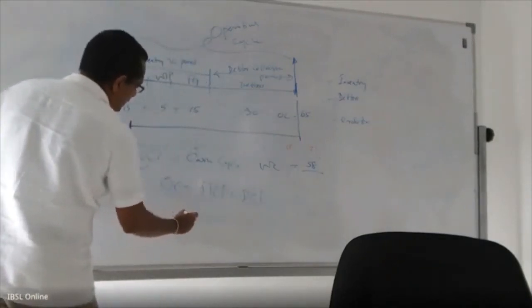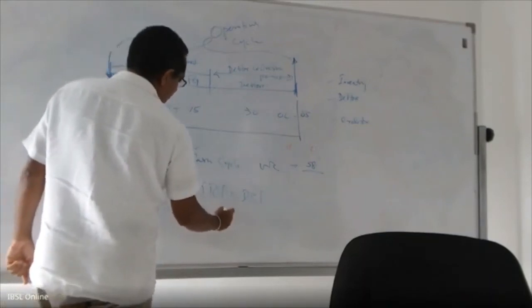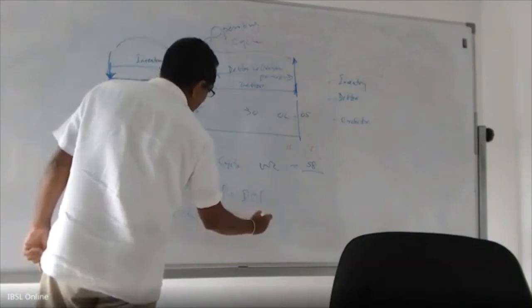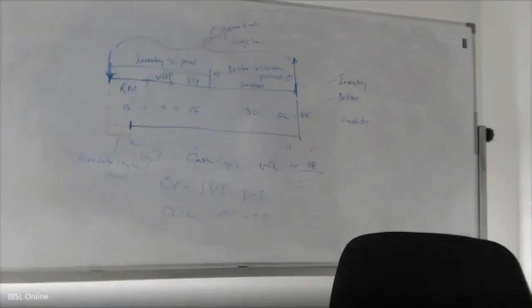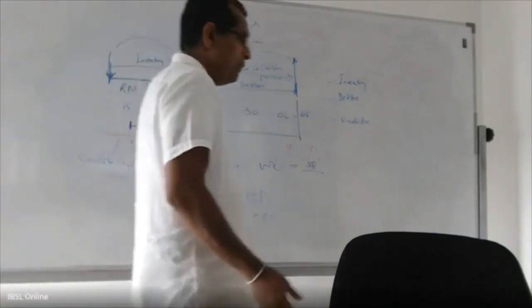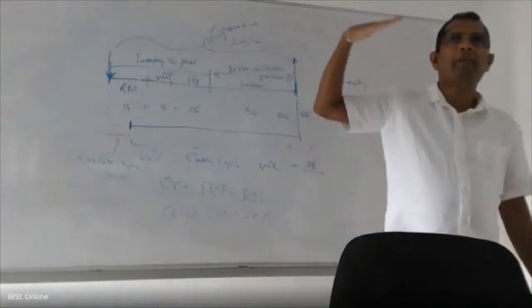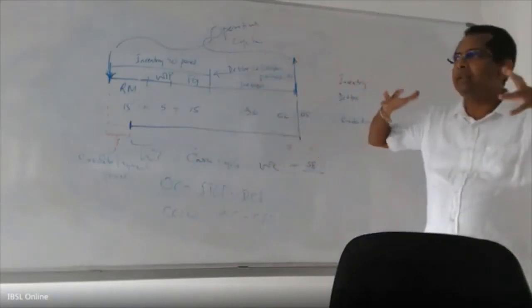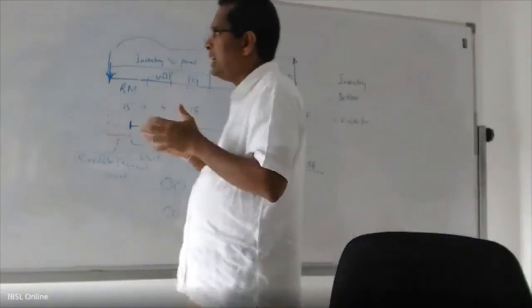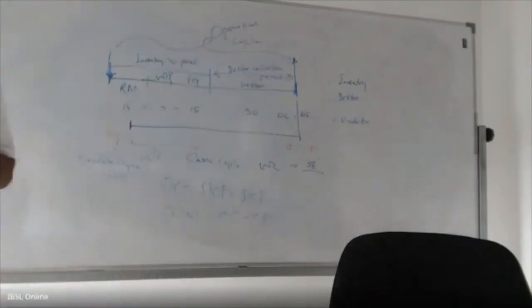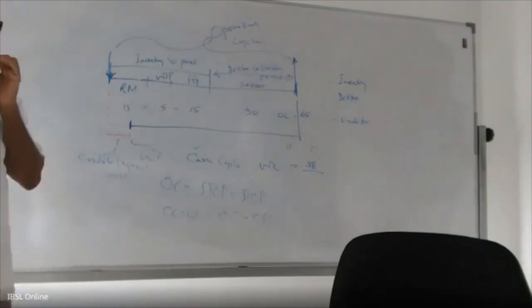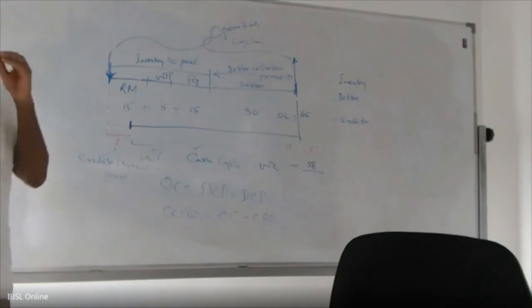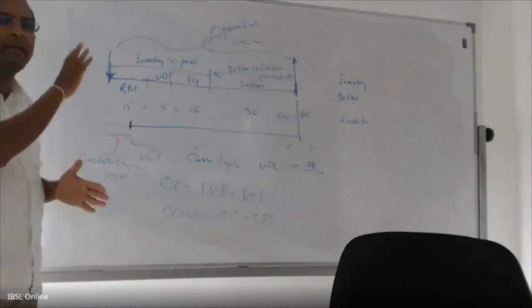Cash cycle or working capital cycle equals operating cycle minus creditor payment period. Right? That is what the working capital cycle is. So we need to be able to work out the working capital of the business. Knowing how long your money is stuck in your business is extremely important. It is very, very important for us to know how long the money is stuck in the business.